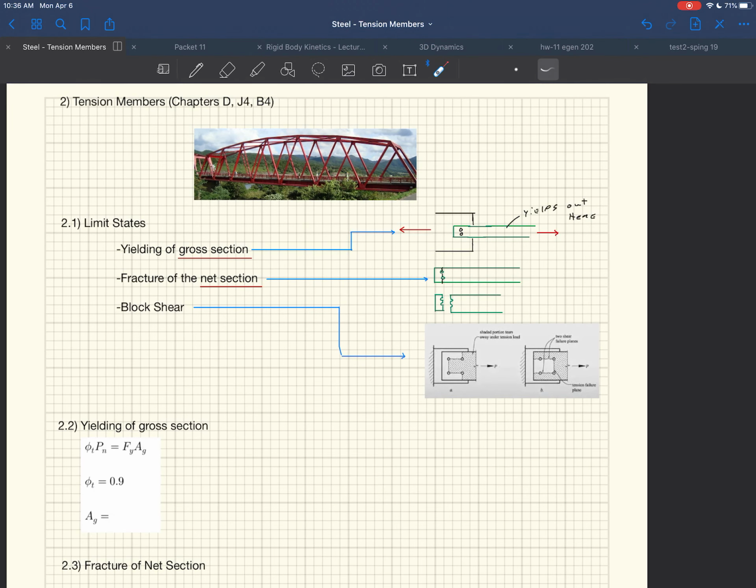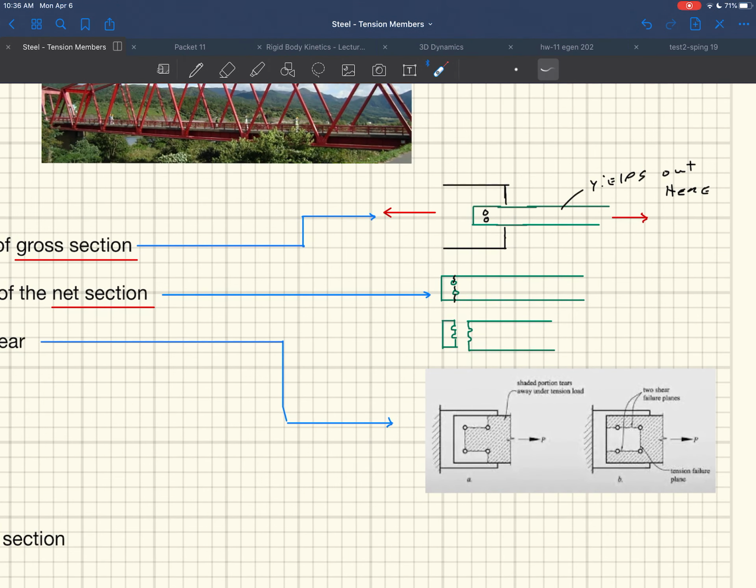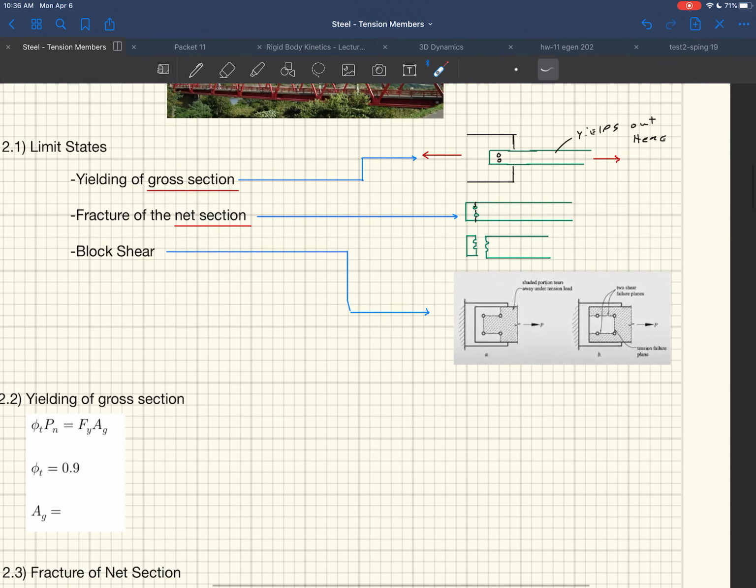Okay. All right, so let's dive a little bit deeper into what yielding of the gross section is and fracture of the net section, right? How you calculate those capacities. And when we do this in the lab, basically we've got a steel plate that has holes drilled in it, and we're going to pull on them, and we're going to witness it rip through. We're going to introduce this little concept in a minute. If you have multiple holes and they're staggered, things get a little more complicated. But I'll wait and talk about that later when we dive into it.